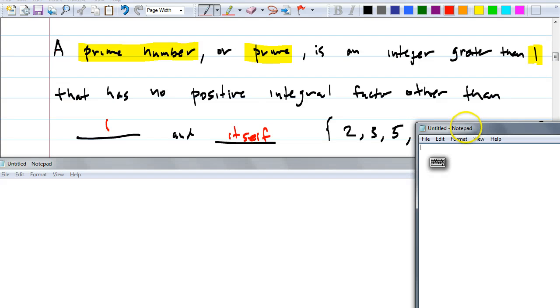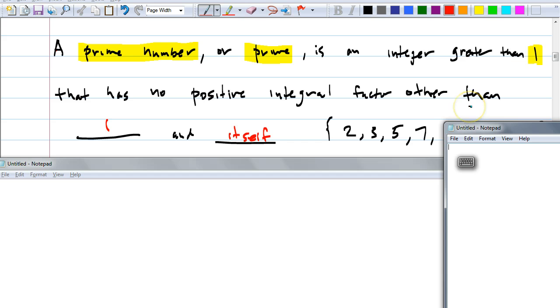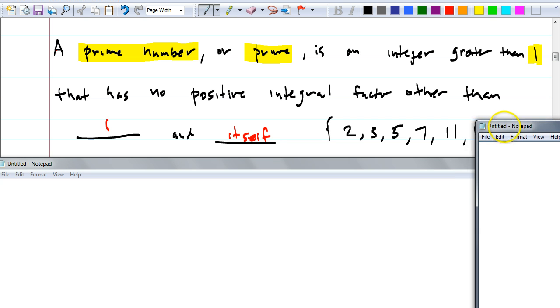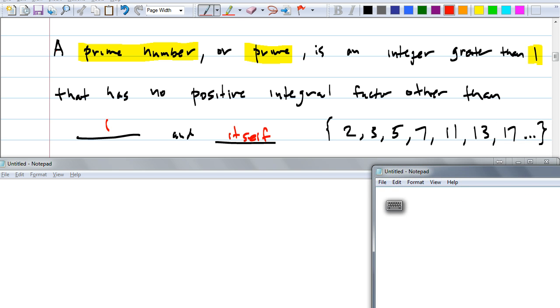What comes next? 7. What about 8, guys? No, 8 is 2 times 4. 11, is 11 the next one? Yeah. What about after 11? 12? 13, and so forth. 17. It goes on forever. Okay, I can't list them all, but you get the idea. Does that make sense?